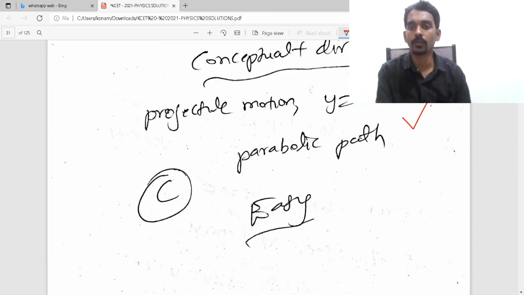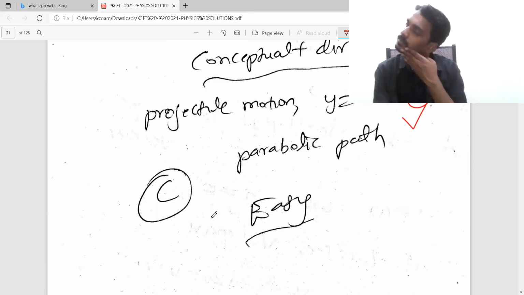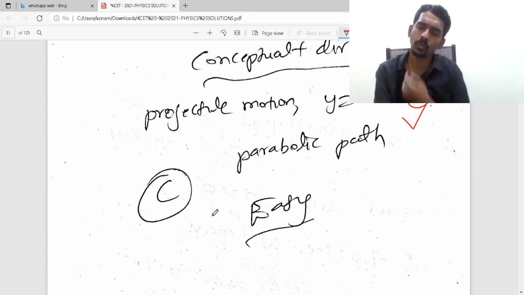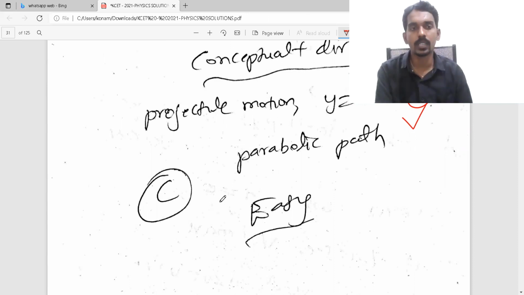So the x square term is there. What does a square term represent? Parabola. If more than square, 3, 4, anything is there, that means it is a curve.